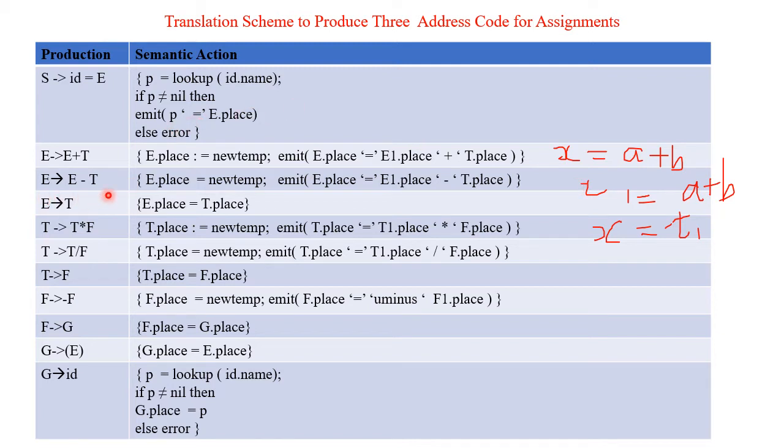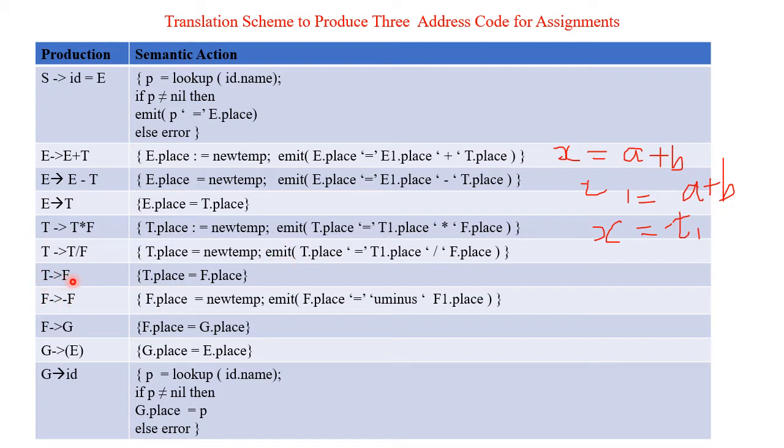E gives E minus T. E.place equal to newtemp: create a temporary variable and create the corresponding three-address code. E gives T: no need to create a new temporary variable. The value of T is assigned to E. T gives T star F: create a new temporary variable and create this three-address code. T gives T division F: creating a temporary variable and creating three-address code using the emit function.